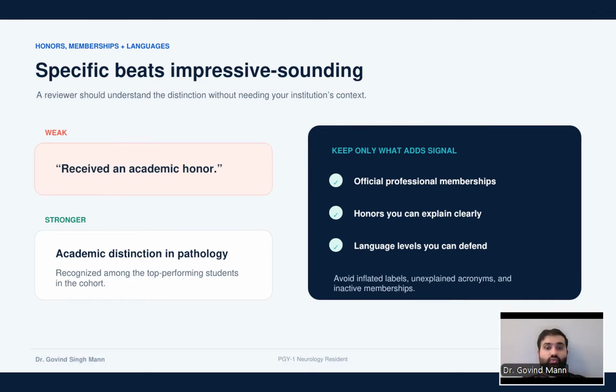Try to not use any unexplained acronyms here. Try not to use any inflated labels, and also include your professional memberships. I would always recommend being a member of the American Association of the subspecialty of your choice, whether it's pediatrics, neurology, internal medicine, surgery, whatever field you are applying to. Try to have the professional membership. If not, you can easily avail them. It's not too expensive, and it will really help you in expressing your commitment to the field as well.